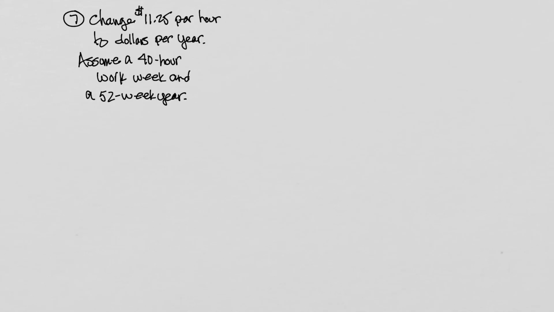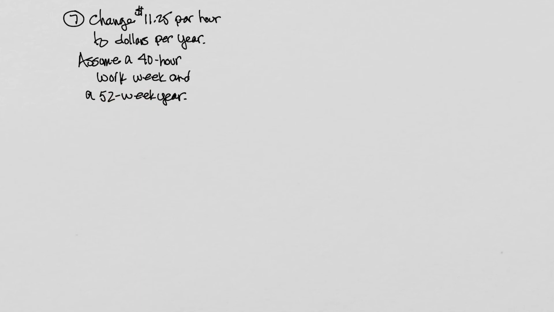Let's do this problem here. Number 7, at least our number 7, we're going to change $11.25 an hour to dollars per year. So if you're making $11.25 an hour and you're working a 40-hour week, we'll just assume a work week is 40 hours and that there's 52 weeks in a year.